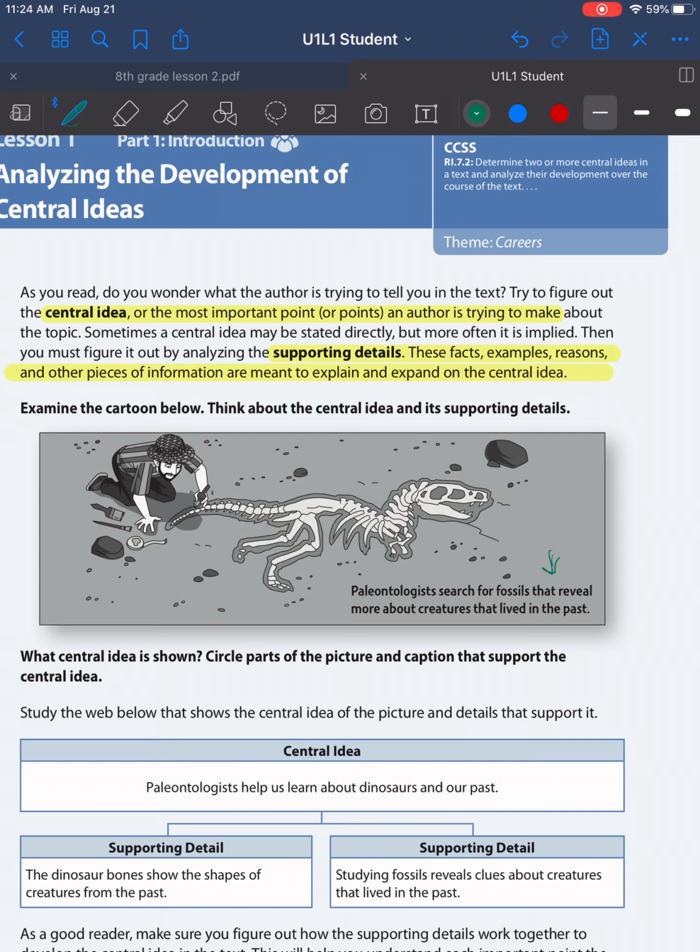Let's read this little information. Paleontologists search for fossils that reveal more about creatures that lived in the past. Okay, so can I obviously say that this man is a paleontologist? Yes, because the main idea is about paleontologists, right? What is the central idea? Circle parts of the picture and the caption, remember this is a caption, to support your central idea.